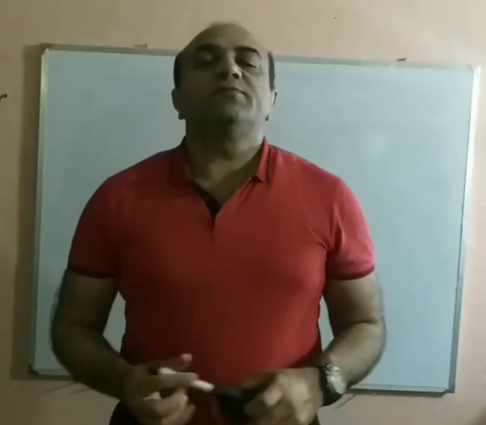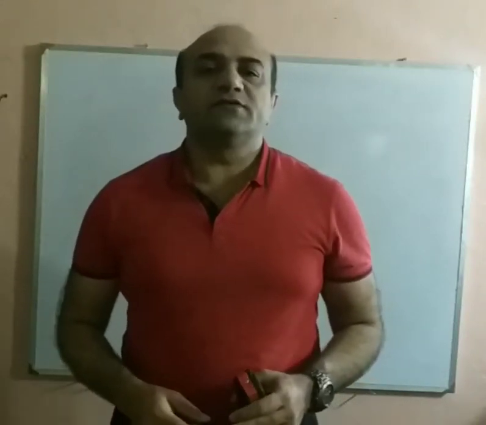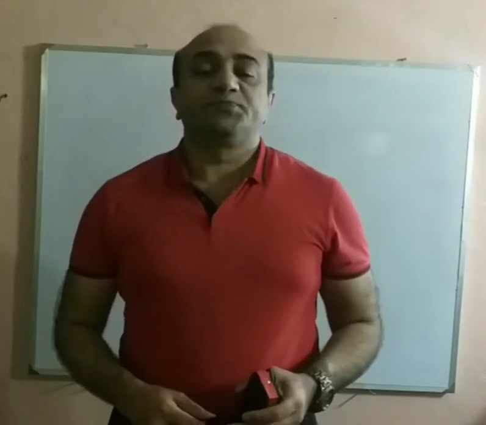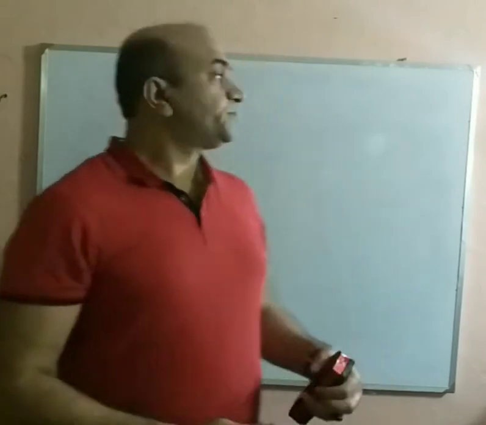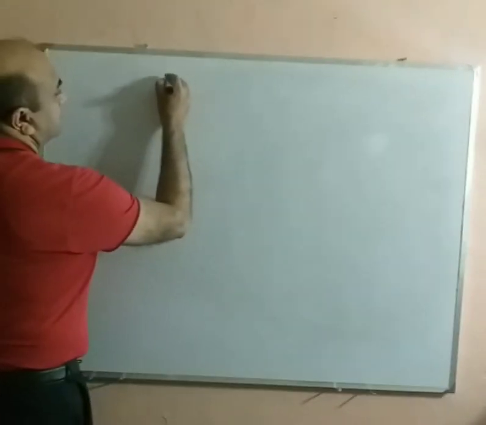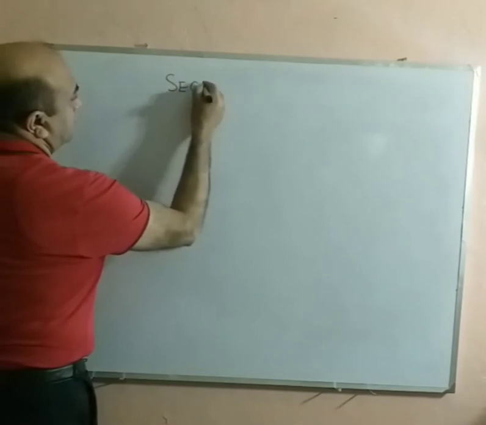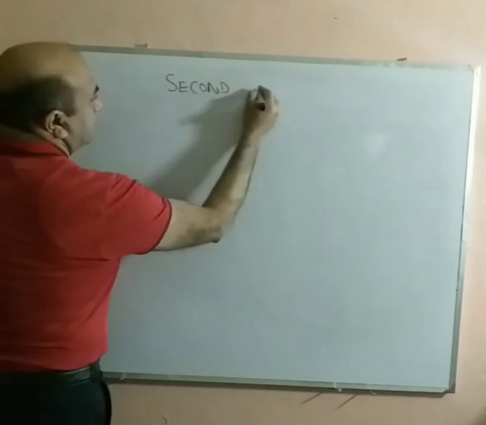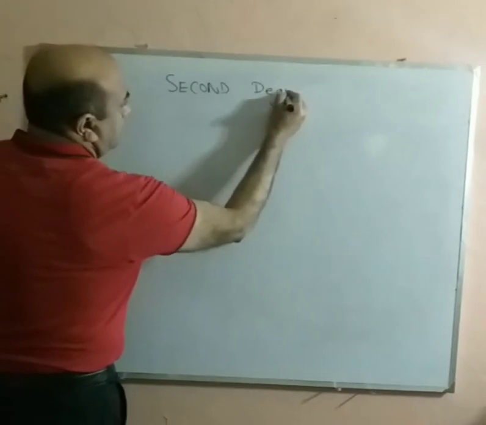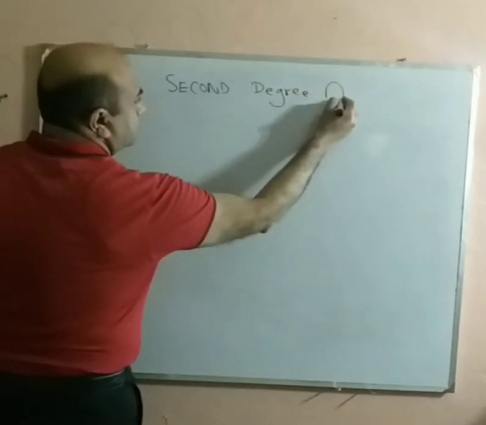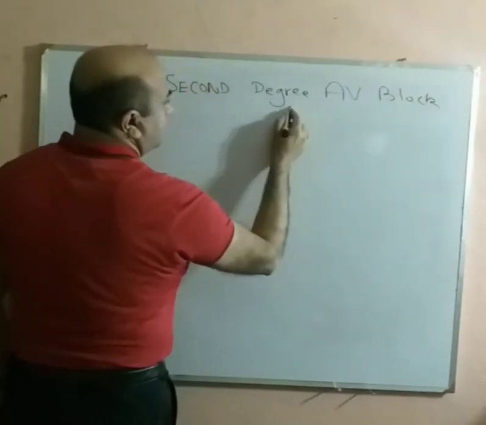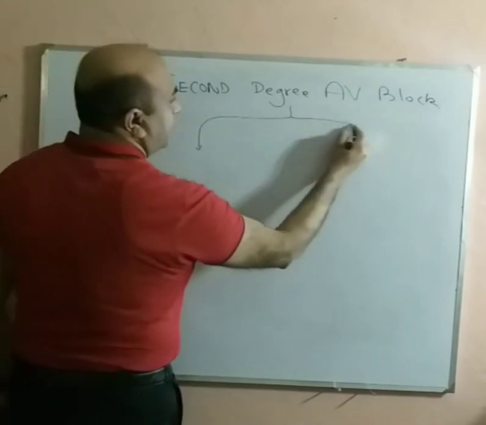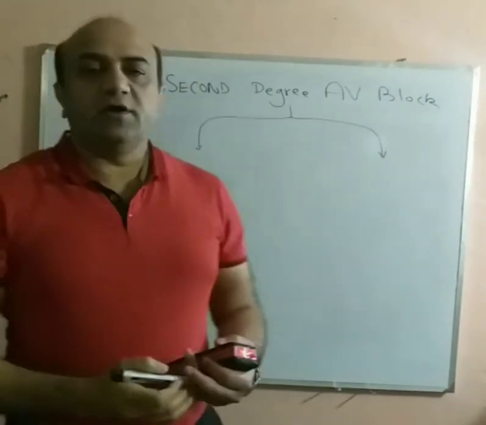Today we are going to discuss the second degree heart block, or second degree AV blocks. There are two types of the second degree AV block, second degree type 1 and second degree type 2. There are two types of second degree atrioventricular block.